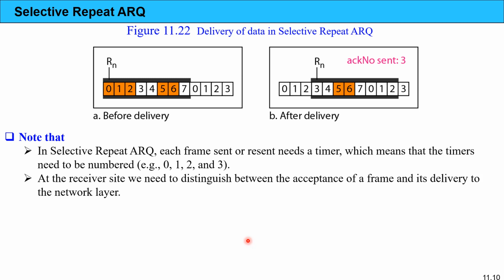In A, I received 4 and 6 and 1 and 2, for example. I will not make any shift, I will not deliver them. But once I receive 0, now I have 0, 1, 2 in order, starting from the first frame in the window, so I will shift B to 3 directly. Because 0, 1, 2 in order was starting from the Rn, from the first frame, I will make the shift. So for 5 and 6 here, I accepted them. I accepted the frame, but I don't deliver them.